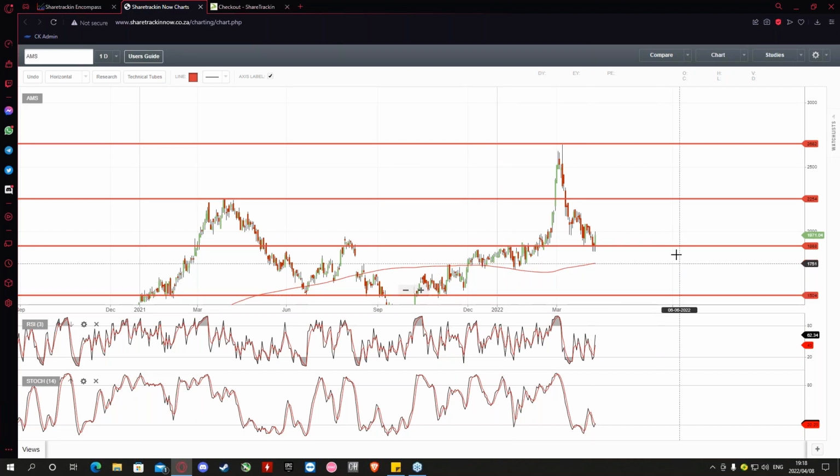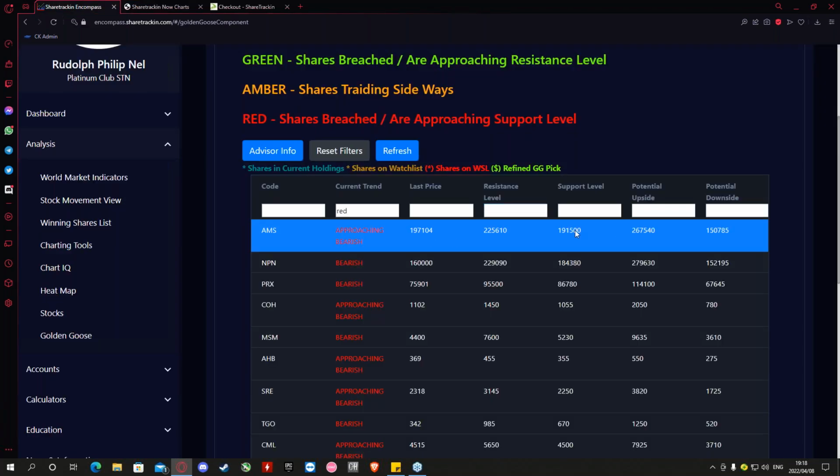Okay, so support, resistance, upside, downside, and all those levels you can find over here. Okay, resistance, support, potential upside, potential downside.